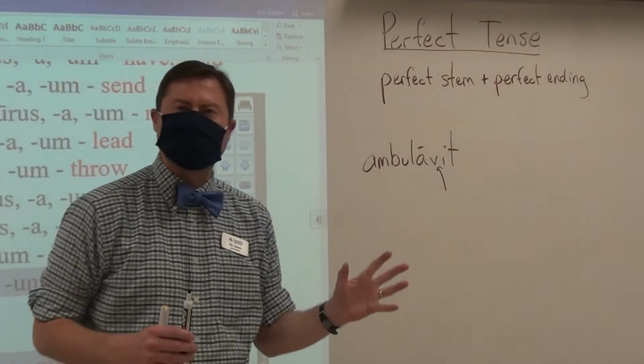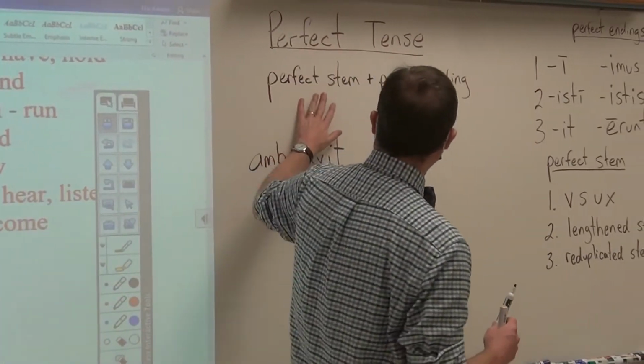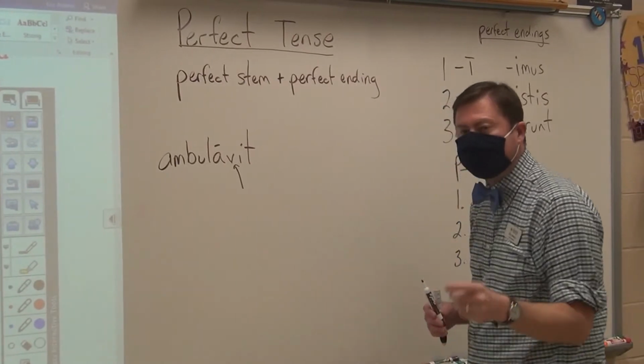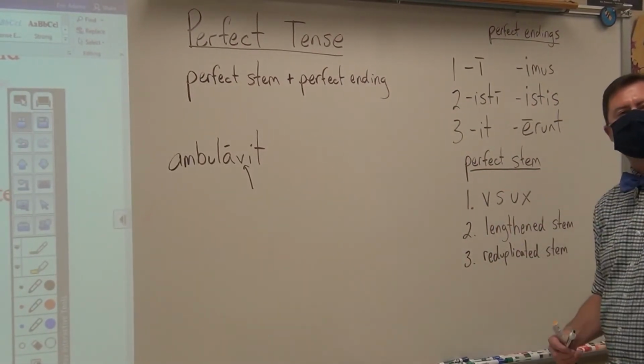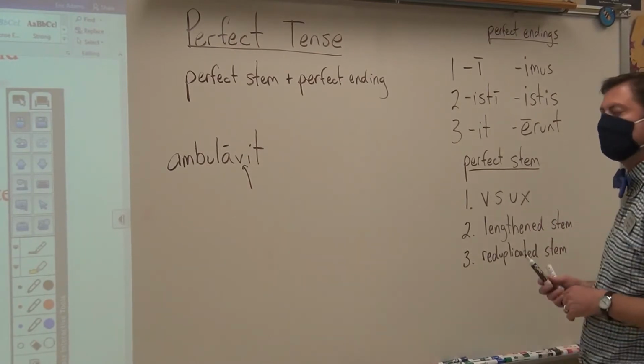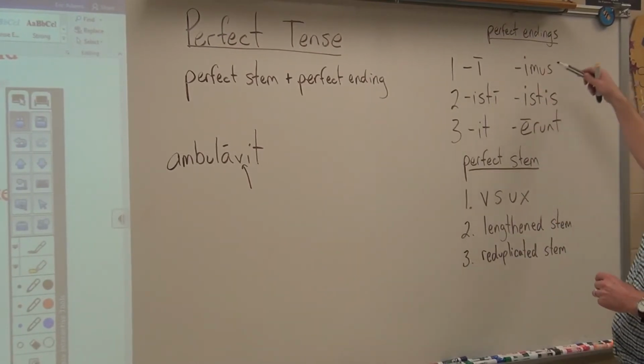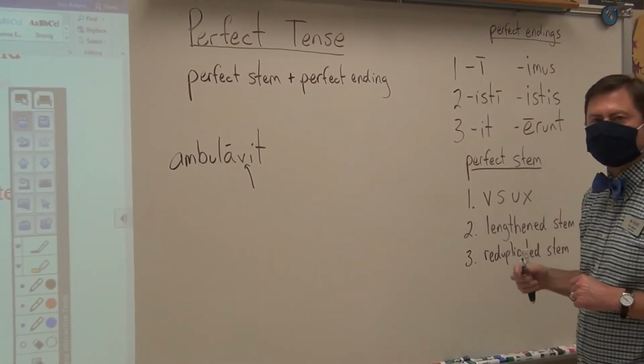So again, why do we love perfect tense? It's just two parts. The perfect stem, which we get from the third principal part, and these are the qualities that help you recognize that it's perfect. And then obviously your perfect endings, I, isti, it, imus, istis, erunt.